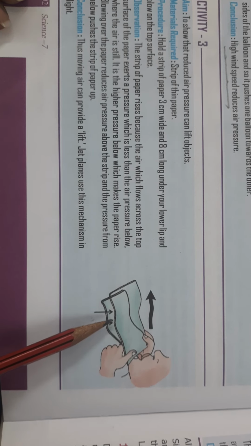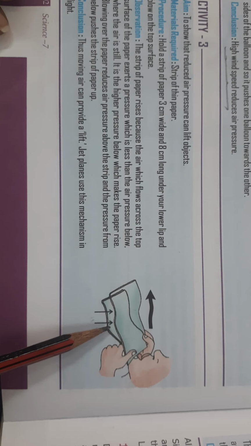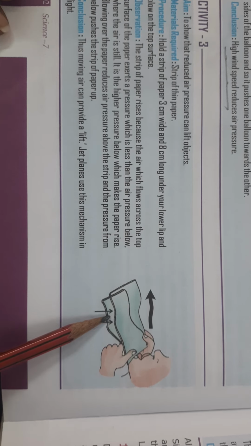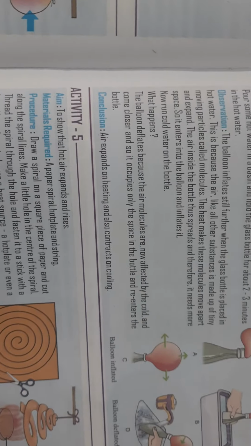Now when you are blowing over the paper, this will reduce air pressure above the strip. The pressure above is reduced, and because of the higher pressure from all the other sides, this paper will move up. So thus moving air can provide a lift. Jet planes use this mechanism in flight. Okay, moving air is used to lift up the jet planes.